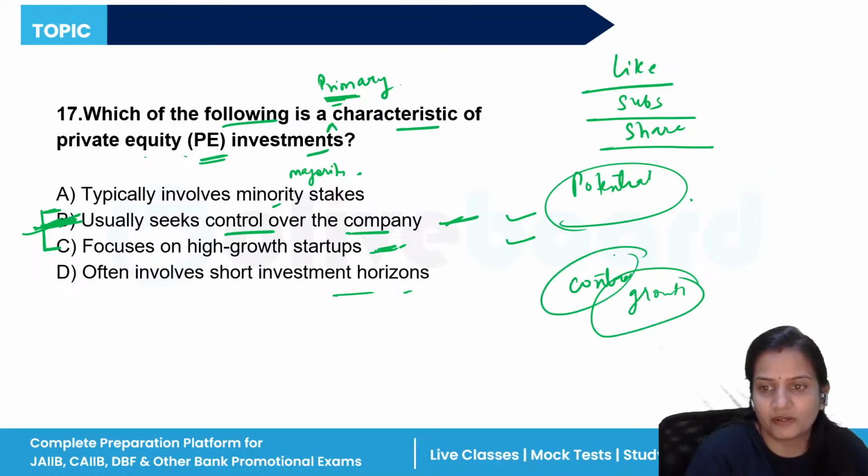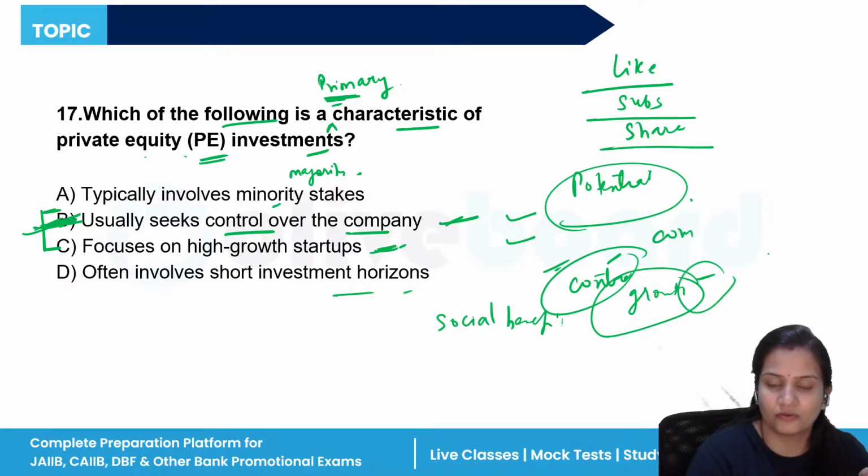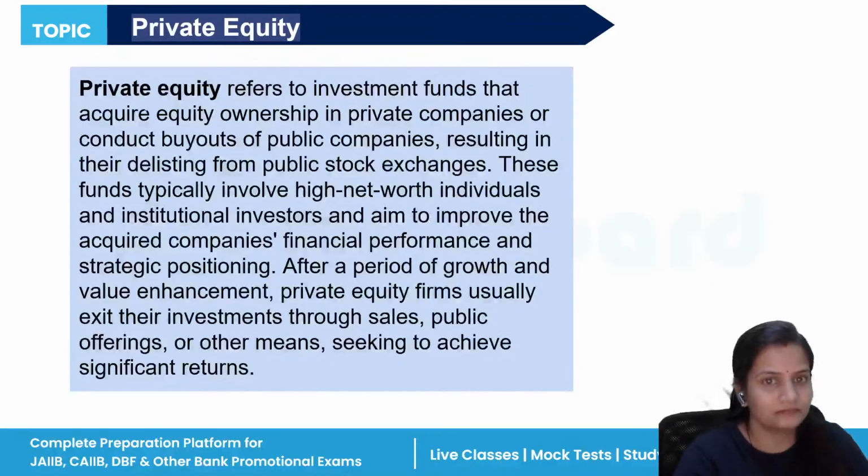Firstly, a person thinks about himself or herself. Then only he or she will do something for social benefit. So the first is for the ownership of the company, and the second one is for the growth of that company. Now, what is private equity?